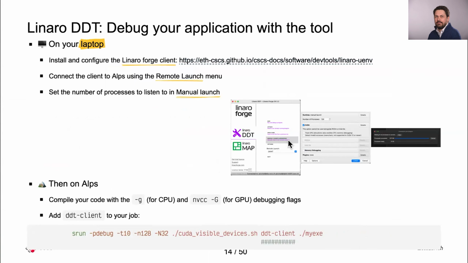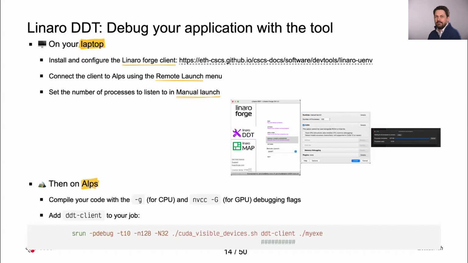And then when you want to start a debugging session, you click on the remote launch menu here that will connect you to Alps. So in that case, to Daint. And then you can click on the manual launch menu here. And then you specify the number of processes that you want to debug. Is it a CUDA code or not? And then the debugger will tell you that it's waiting for you to connect on Alps.